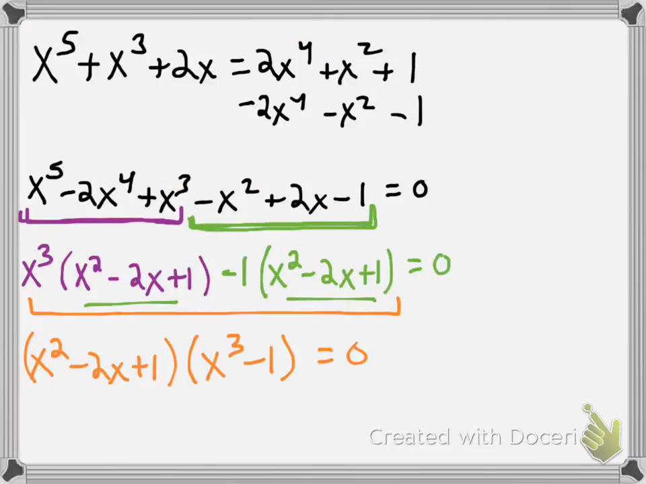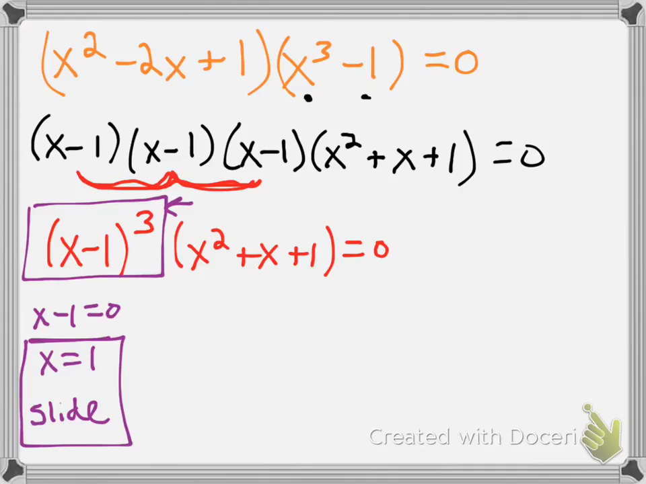So if you remember, our polynomial originally had a degree of 5. So we're looking for 5 zeros. And I've already found 3 of them, because that has a multiplicity of 3. So really, I only need 2 more zeros. And I don't know if they're real or imaginary. So let's look at this right here.